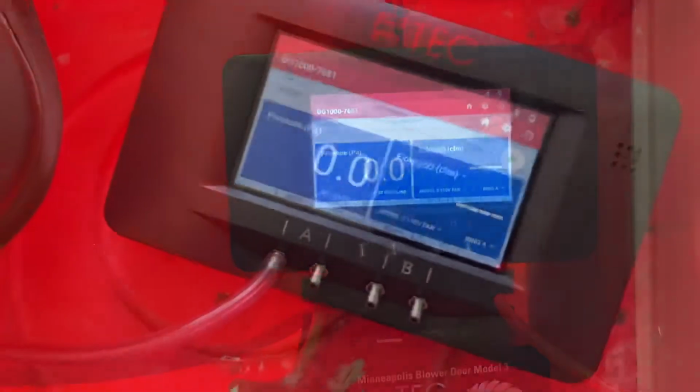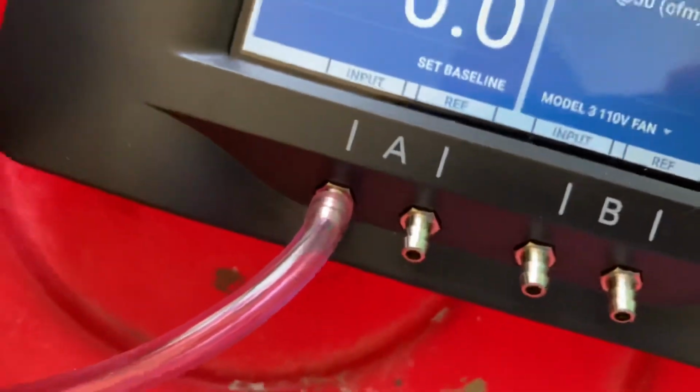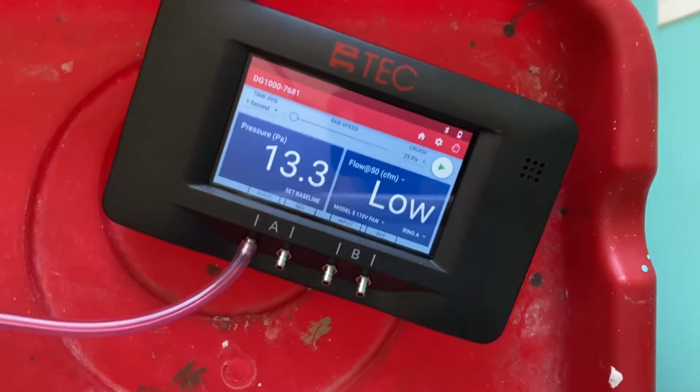So with your manometer at zero, we're gonna hook the hose up to the input port on the A channel and the port on the pressure pan. And then we're gonna place it over the register. This one's coming through the ceiling, pushed up tight against there so it gets a good seal. And then we can see what our reading says. This one's at 13, so we definitely need duct sealing on that one.